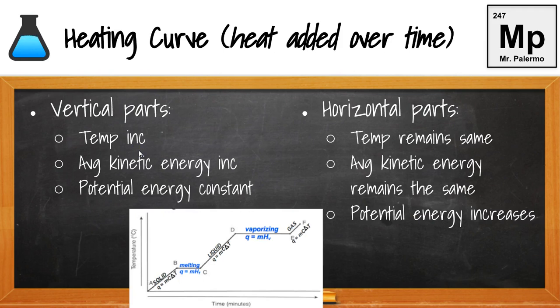So now looking at the heating curve, adding heat over time, all the vertical parts here, we see that temperature is increasing, so therefore average kinetic energy is increasing, and the potential energy then is remaining constant. On all the phase changes, the horizontal parts, the plateaus, temperature is, as you can see here, remaining the same. Average kinetic energy, therefore, remains the same, and the potential energy, therefore, is increasing.